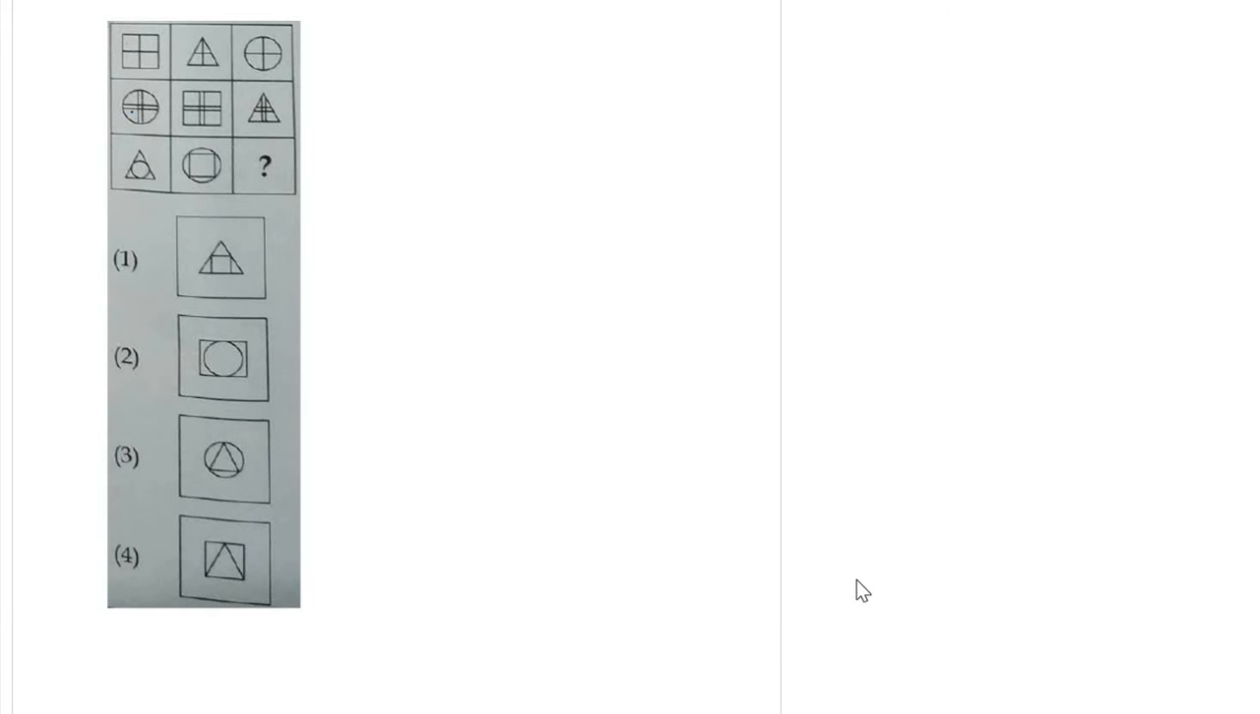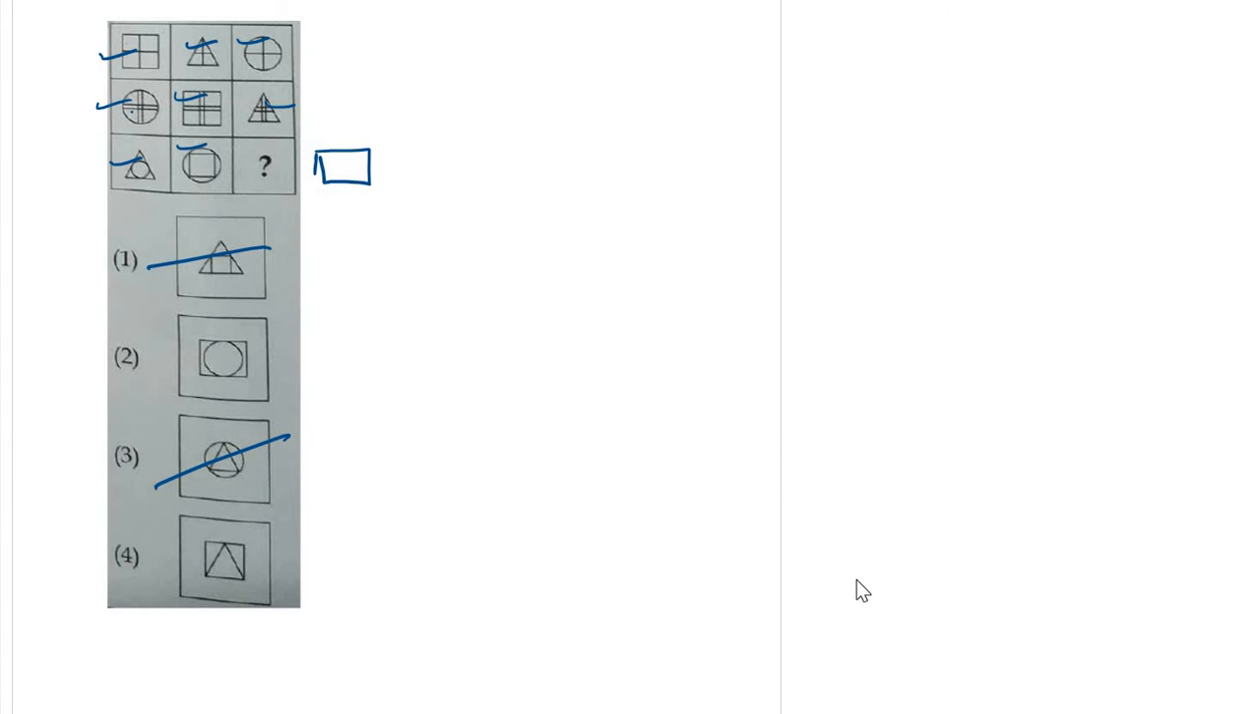Eighth one. So here also we need to find the pattern. 3 figures are used here. Rectangle, triangle, circle. Circle, rectangle, triangle. Triangle, circle. So the third one must be rectangle. So this is not the answer. This is not the answer.